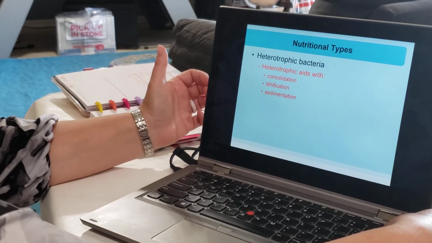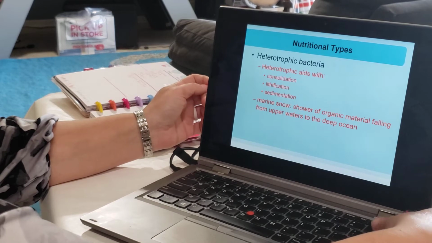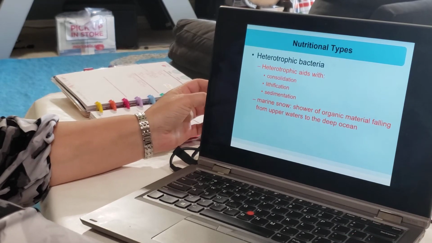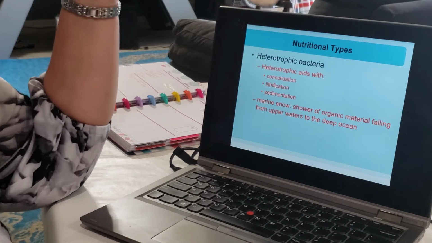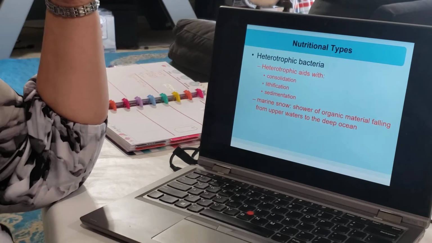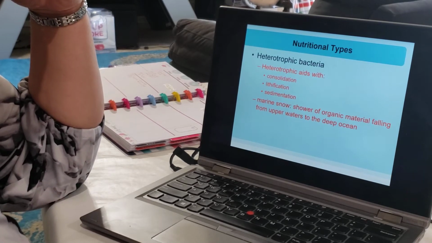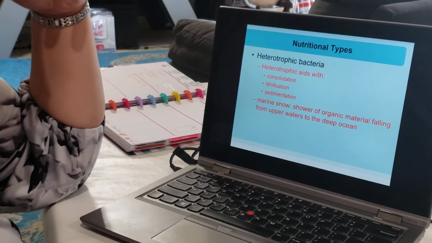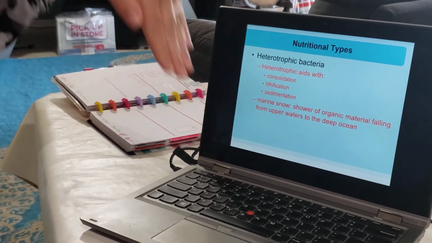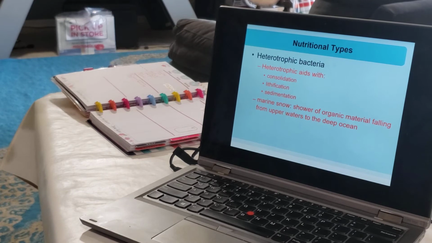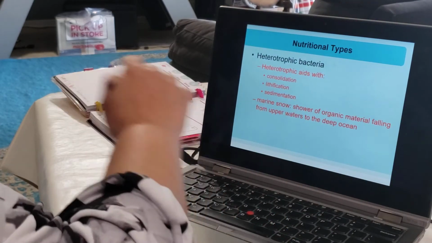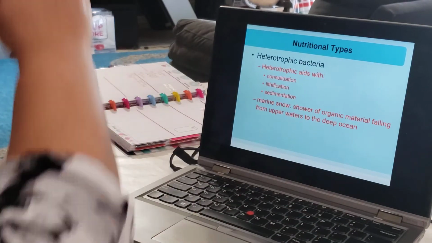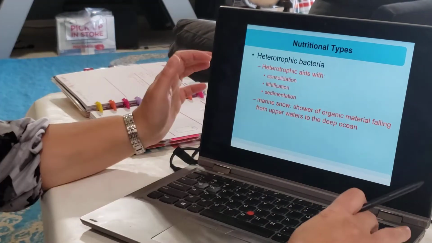These guys can help with consolidation, lithification, sedimentation. They can produce what's called marine snow, the shower of organic material that comes down from the upper waters to the deep ocean. And the ocean current in the deep ocean brings things up along the continental shelf, right, up to the drop-off. There's a lot of fish at the top of the drop-off, because the currents are bringing that marine snow that fell down to the deep ocean back up. So it's that whole cycling.